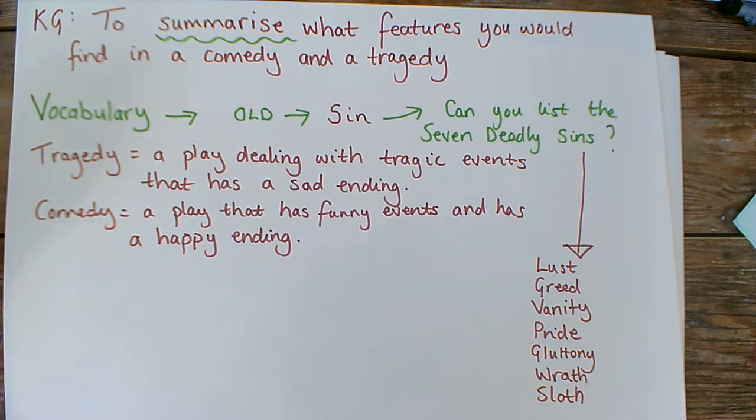So, let's think about our new vocabulary then. A tragedy, and it's important to write this down in your notebook or whatever you are writing in. A tragedy is a play dealing with tragic events that has a sad ending. Okay, so a tragedy would be something where bad things happen, characters sin, or characters have bad things happen to them, and it ends sadly.